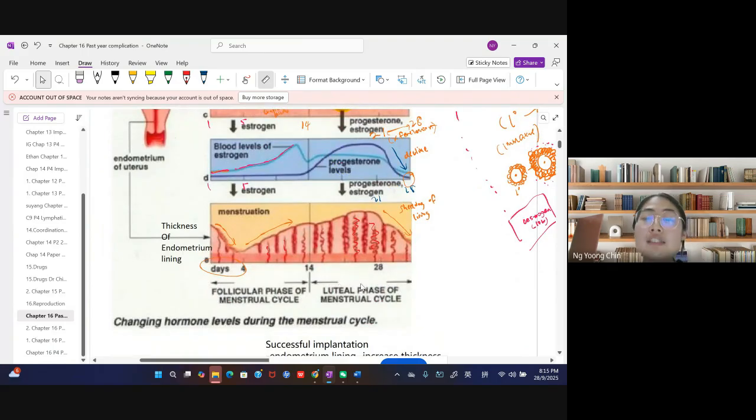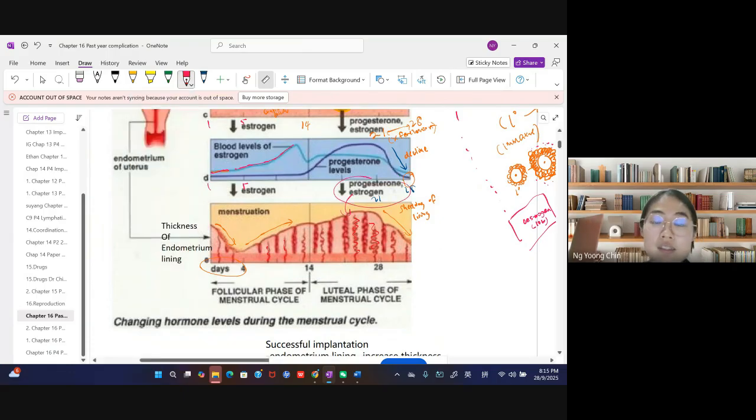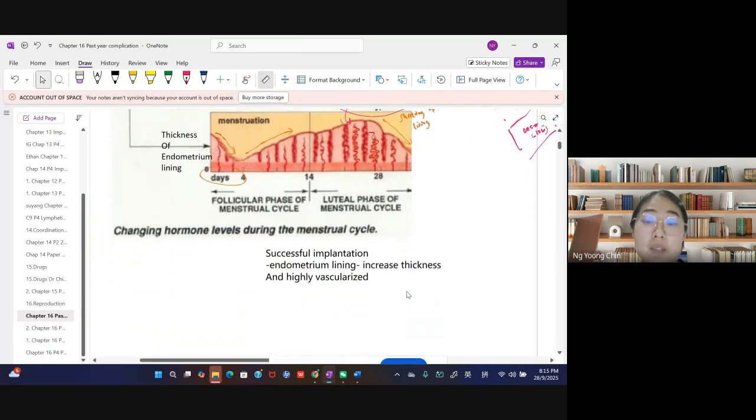Luteal phase refers to the corpus luteum being produced. When the corpus luteum is produced, it will secrete progesterone and estrogens, so they call it the luteal phase. At this luteal phase, you can see the endometrial lining is very, very thick. Why is it very thick? It's because progesterone and estrogens help to develop the endometrial lining. Both progesterone and estrogens help to promote and maintain the thickness of the endometrial lining in the luteal phase of the menstrual cycle.